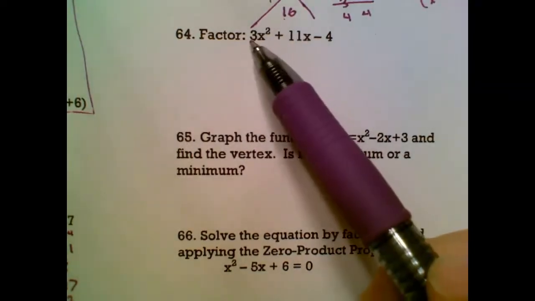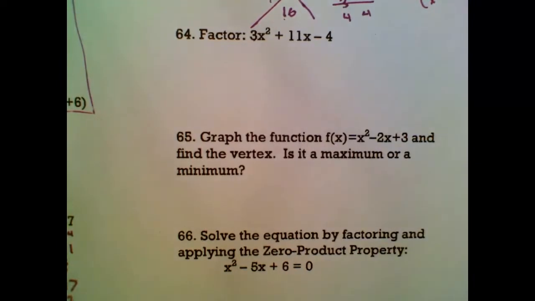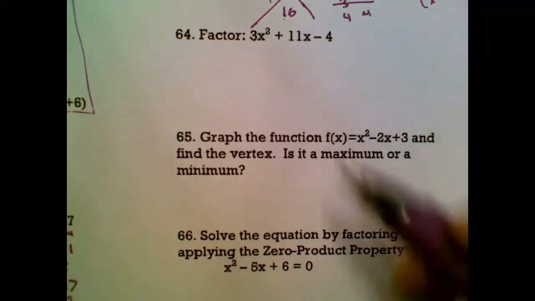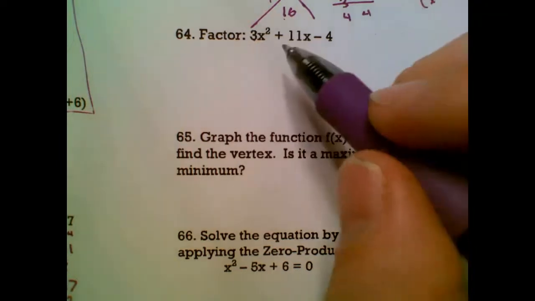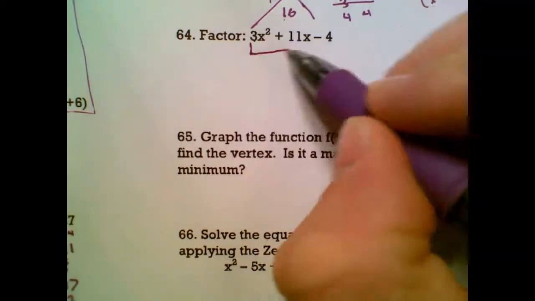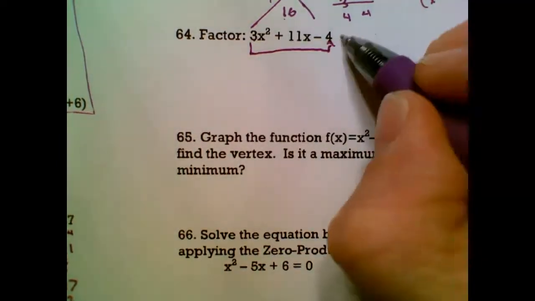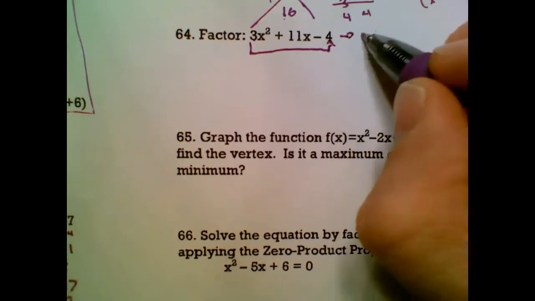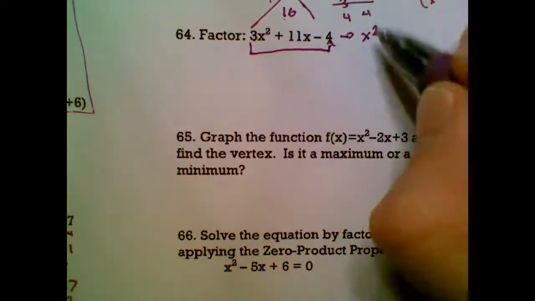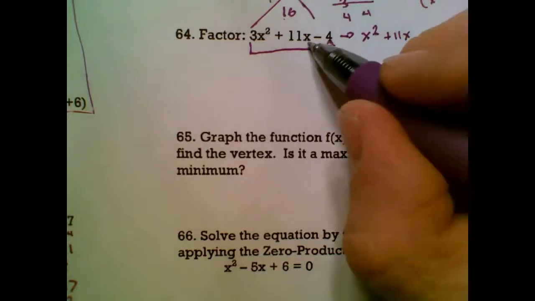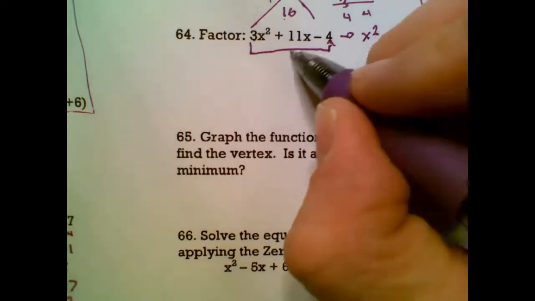On 64, we can't factor that 3 out of each of these. So we have to use the slide swing method. The first step in the slide swing method is to take this 3 and multiply it by the 4. So 3 times 4 is 12, so we will rewrite this as x squared, that's from that, plus 11x, and then minus 12, because we multiplied these.